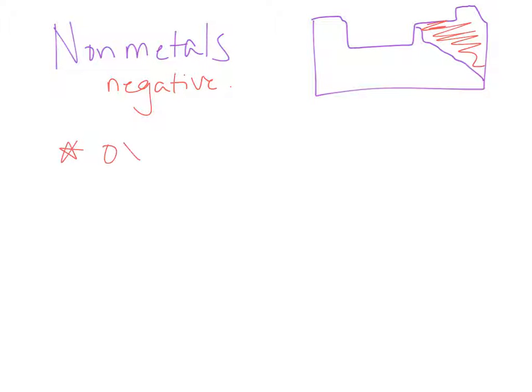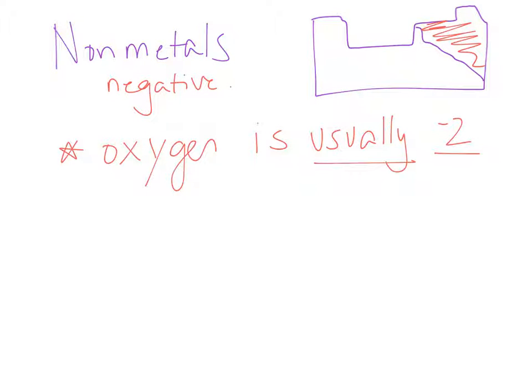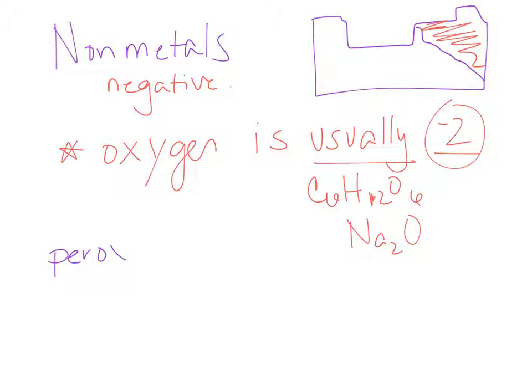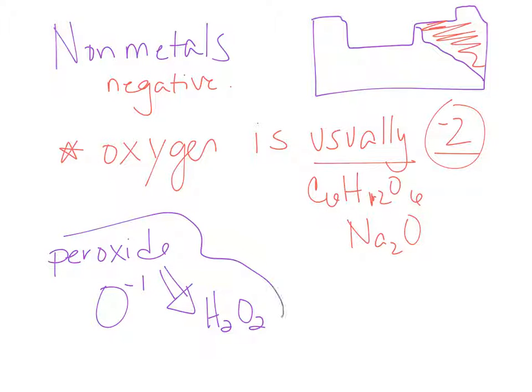First of all, oxygen is usually minus 2 in both ionic and molecular compounds. So whether you're dealing with glucose, C6H12O6, which is molecular, covalently bonded, or you're dealing with sodium oxide, either way, oxygen would usually be minus 2. There's an exception, there's always exceptions, in a peroxide, then oxygen's going to have a charge of minus 1. And the example that you're going to have to remember is hydrogen peroxide. It's H2O2. Otherwise, we won't be working with any peroxides here. So usually minus 2 for oxygen.